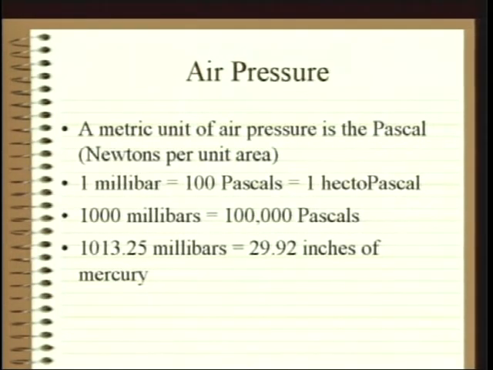1,013.25 millibars is equal to 29.92 inches of mercury. Inches of mercury is a unit that's commonly used in the United States. So that can be converted over to millibars by a conversion factor. On the overhead, we'll look at a little bit more on pressure.